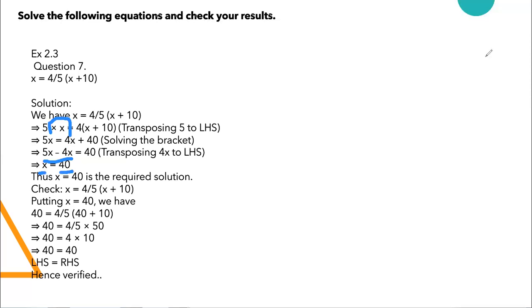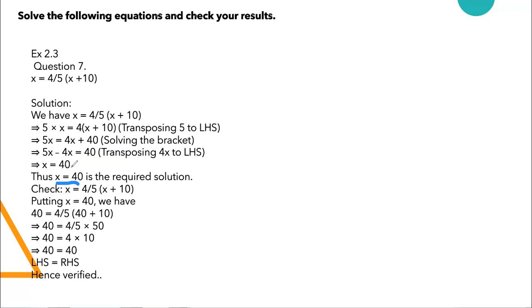So what's our answer, or the value? It's nothing but 40, right? So therefore 40 is our required solution. Now let's go on with verifying our answer. How do we verify this? It's quite simple. First we place 40 instead of x.